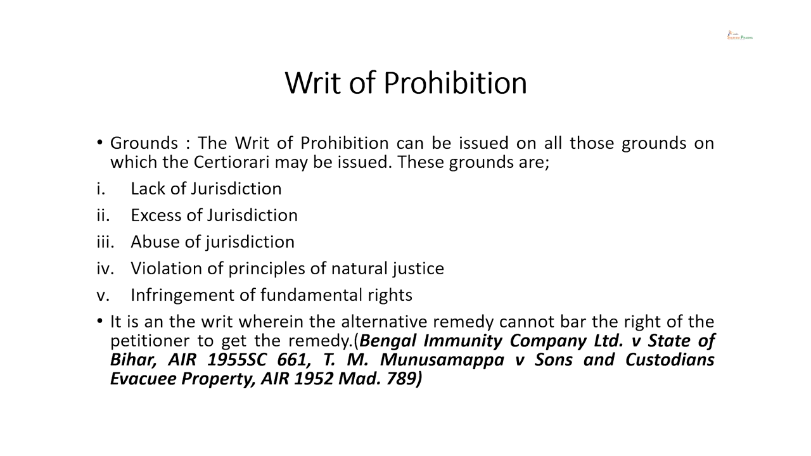The writ of prohibition is the writ wherein the alternative remedy cannot bar the right of the petitioner to get the remedy. In all other writs, if the alternative remedies are not exhausted, the court refuses to issue the writ, because it is the rule that first the petitioner should have exhausted all the alternative remedies and only then can come to the court for the issue of the writs. But prohibition is the writ where the alternative remedies cannot bar the court from issuing the writ.